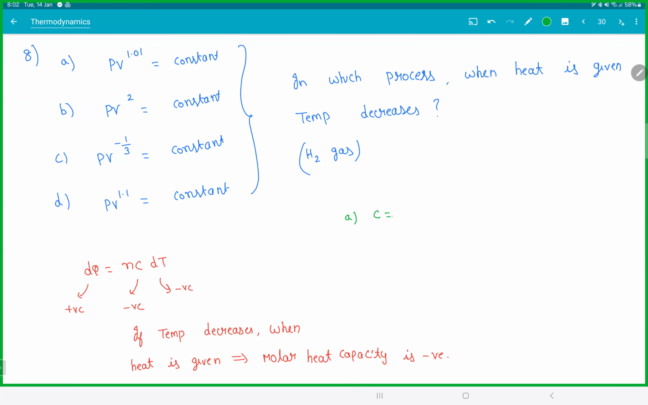For the first one, what is C? Cv plus R by 1 minus X. It's a diatomic gas, so it is 5R by 2 plus R by 1 minus 0.1. Yeah, this is definitely negative. That's minus 100R.